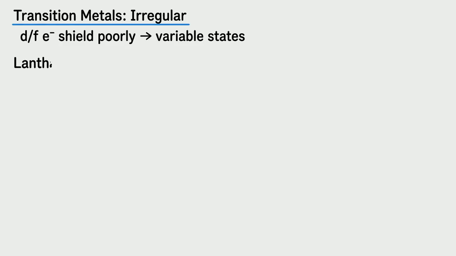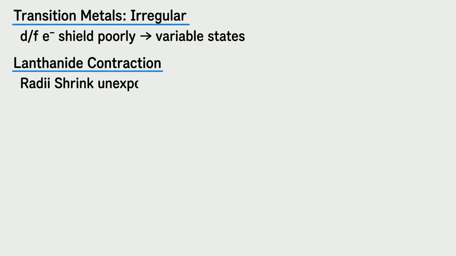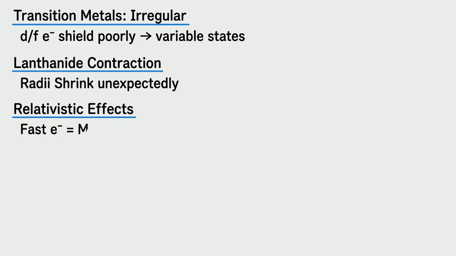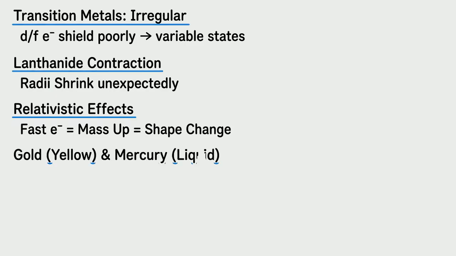Finally, in very heavy elements, relativistic effects come into play. Electrons move so fast that their mass increases, and this changes orbital shapes and energies. That's why gold is yellow and mercury is liquid at room temperature. These effects tweak the trends, but they don't break them. They're just more complex applications of the same principles: electron configuration, effective nuclear charge, and shielding.